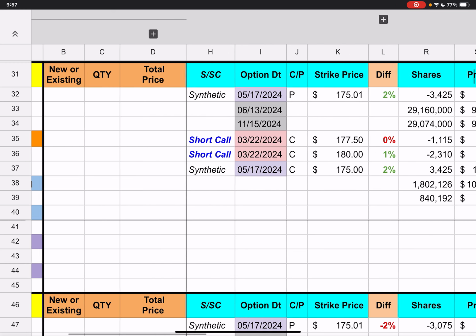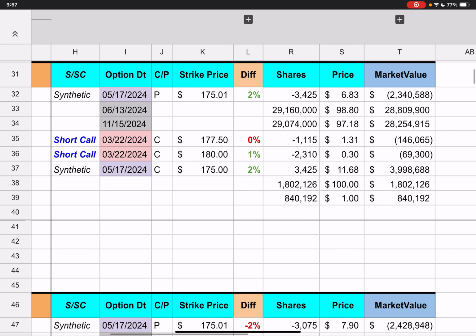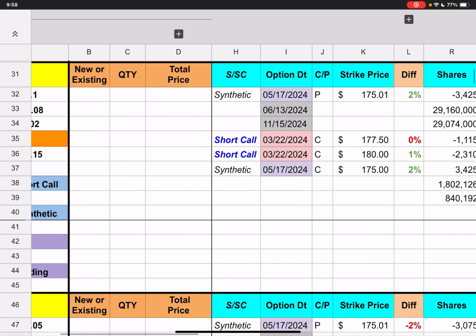So there are no trades to go over here. But we can see that we have 2 short calls that expire tomorrow with the strike prices of $177.50 and $180. And I already went, it was $178.15. So we are over that strike price by about 65 cents there. And then the other one, you see, we're about 1% away from that one.